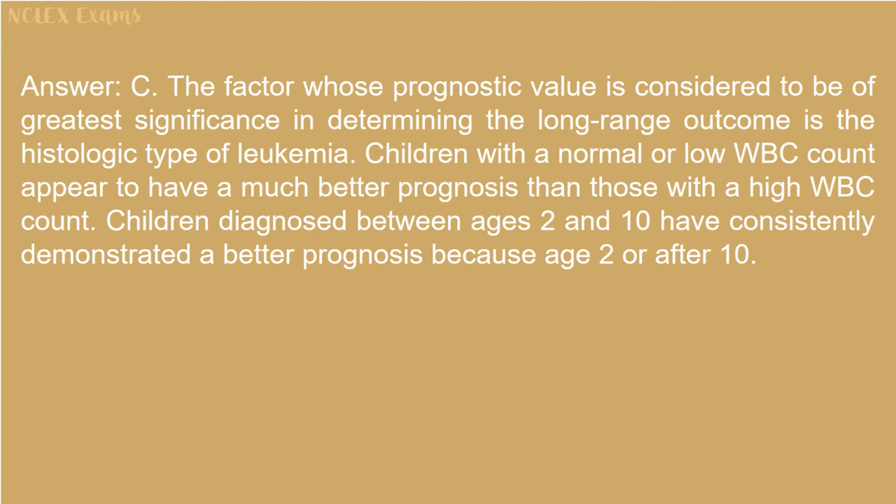Answer C. The factor whose prognostic value is considered to be of greatest significance in determining the long-range outcome is the histologic type of leukemia. Children with a normal WBC count appear to have a much better prognosis than those with a high WBC count. Children diagnosed between ages 2 and 10 have consistently demonstrated a better prognosis than those diagnosed before age 2 or after 10.